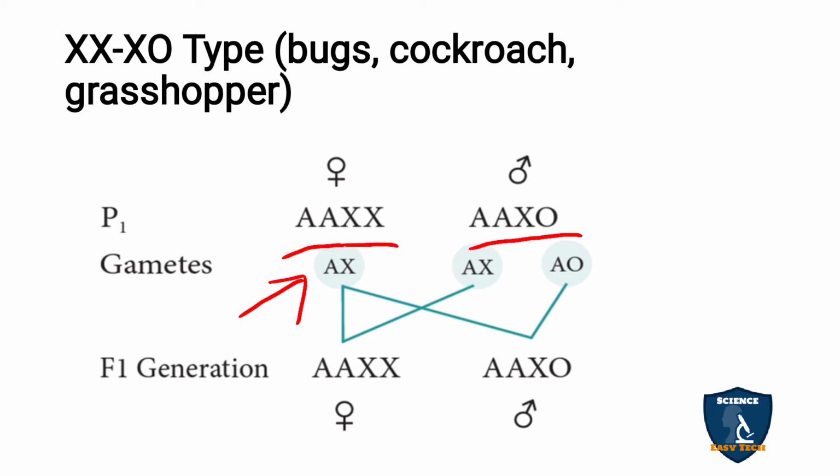And the male has two types of chromosomes, so two gametes are formed, AO and AX. After crossing, the first filial generation, that is the F1 generation, shows AA-XX, which is a female offspring, and AA-XO, which is a male offspring. Here the single X determines the sex of the species.